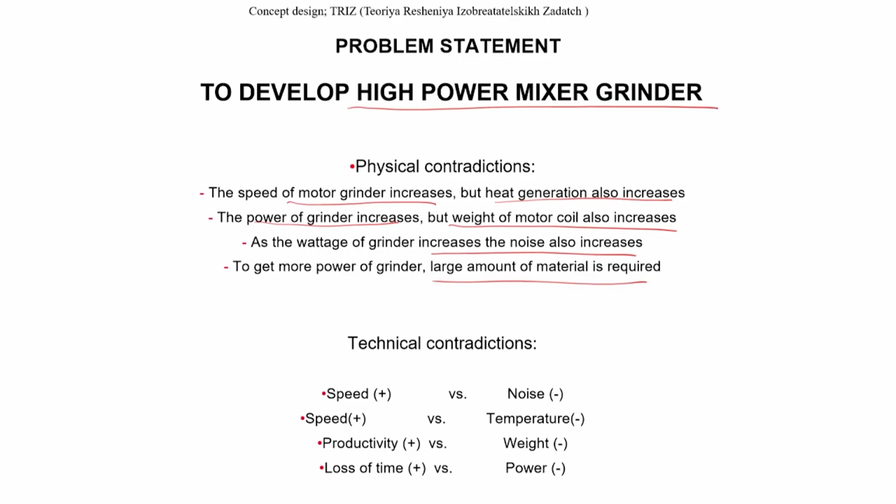Now, once they thought of these physical contradictions, they came up with the mapping of technical contradictions. So, one of them is speed versus noise. Now, this is the speed of an object which is rotating. Okay. Then another is speed versus temperature. Then the third is productivity versus weight, and the fourth is loss of time versus power. The positive denotes the improving feature and the negative denotes the worsening feature.